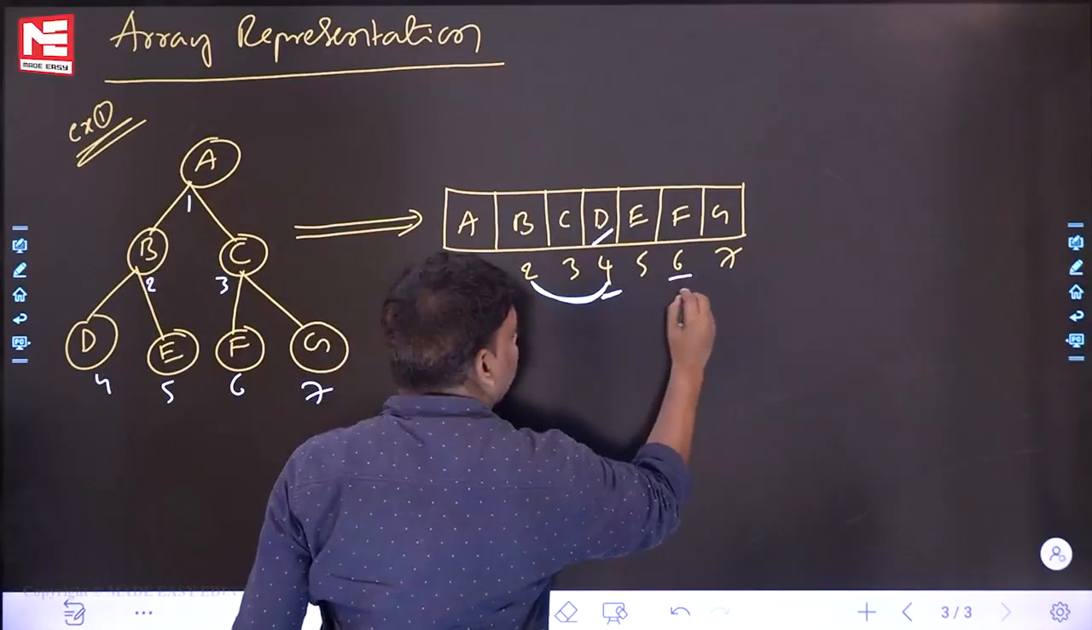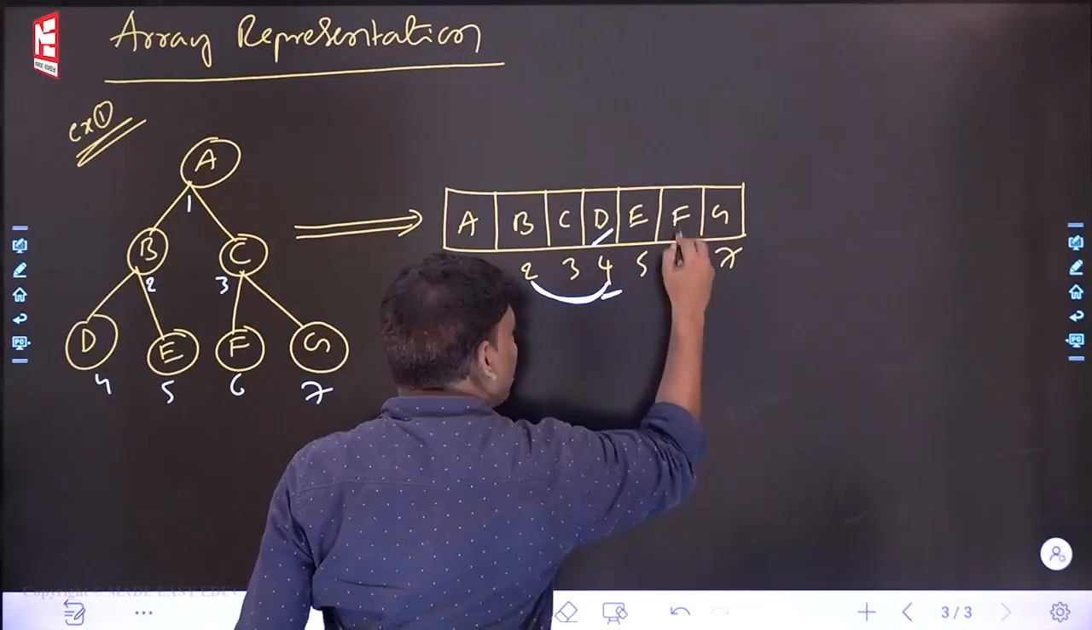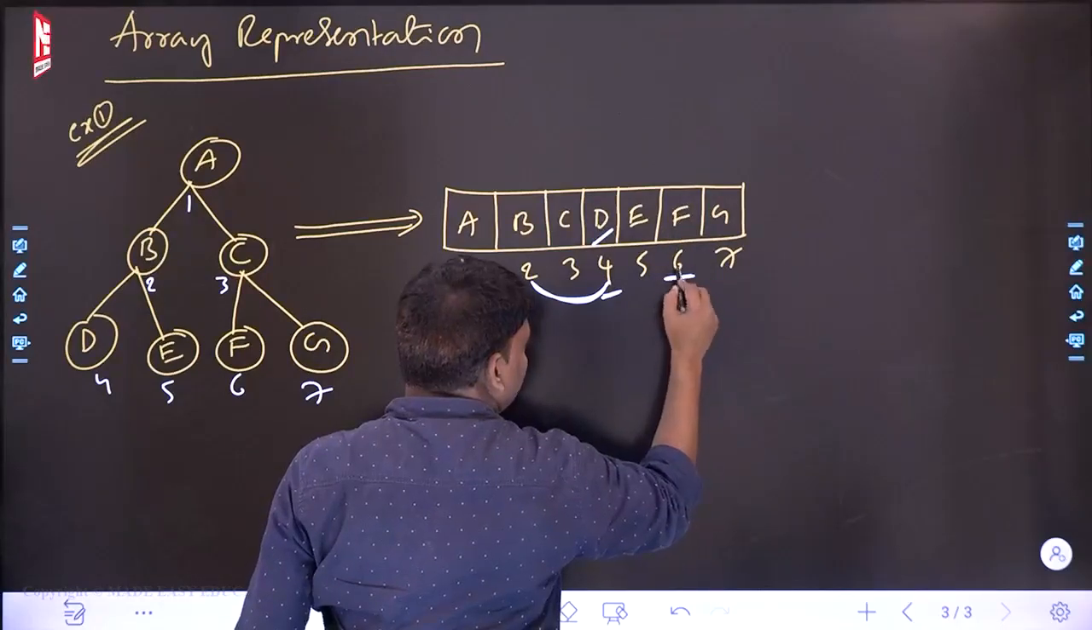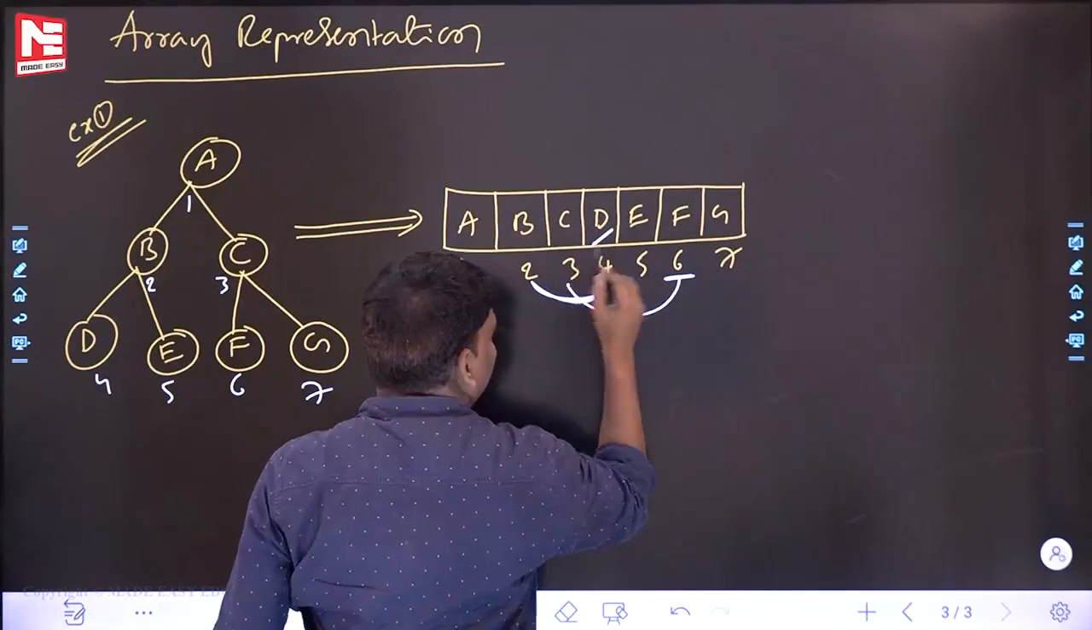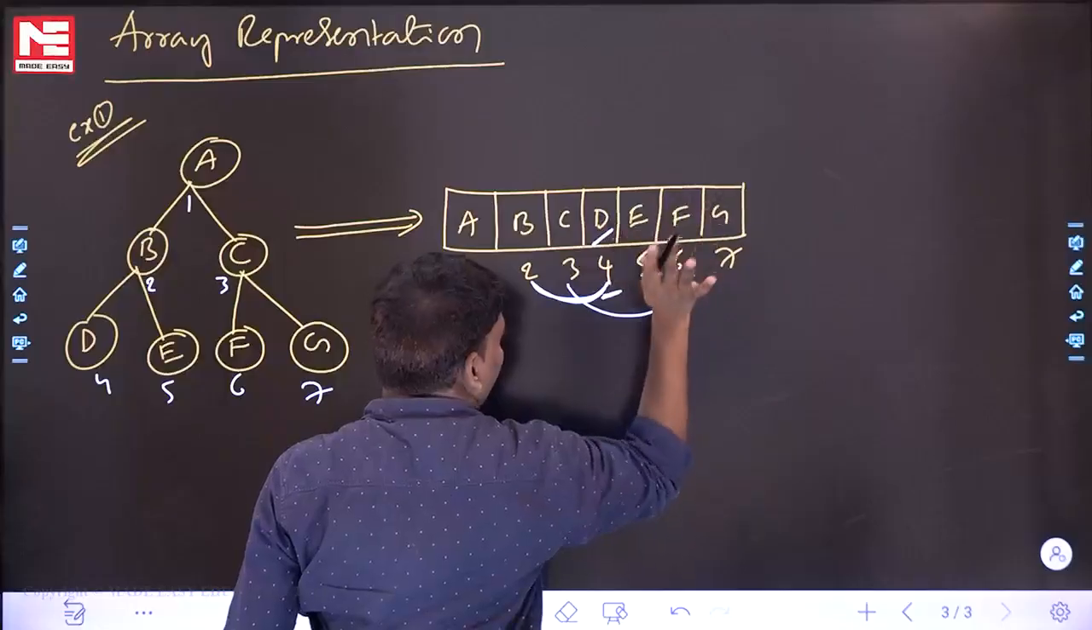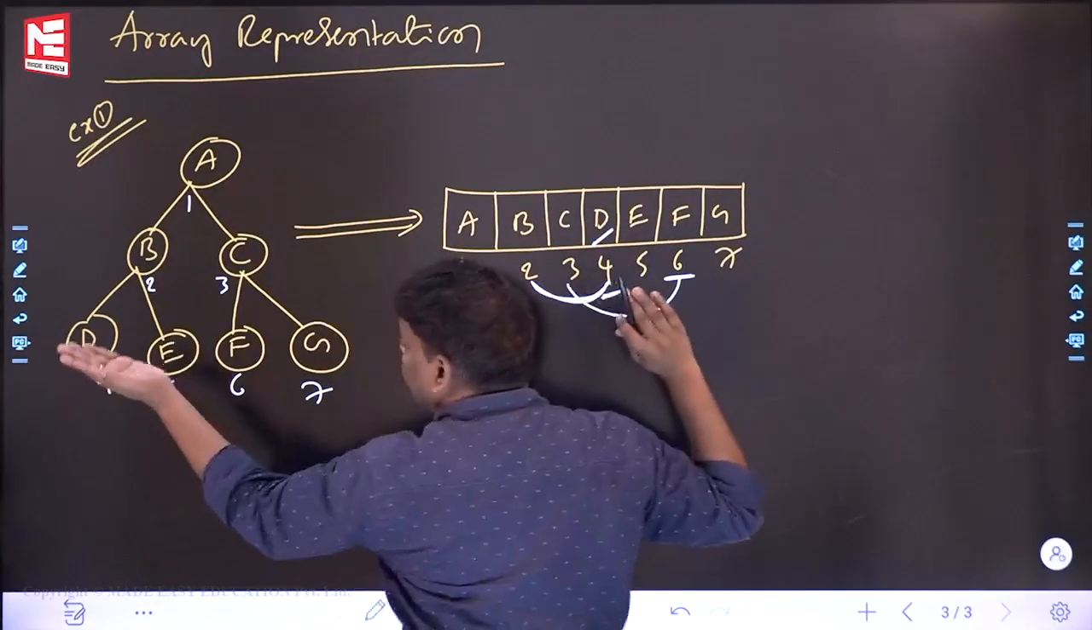Next one. Can you help me with one small line now? Who is the 6th parent? F, right? The 6th place has F. Who is the 6th parent? What is the answer? 6 by 2. What is the answer? 3. So if you want the parent, just divide by 2. See this one, previous level. If you divide by 2, what is the answer?